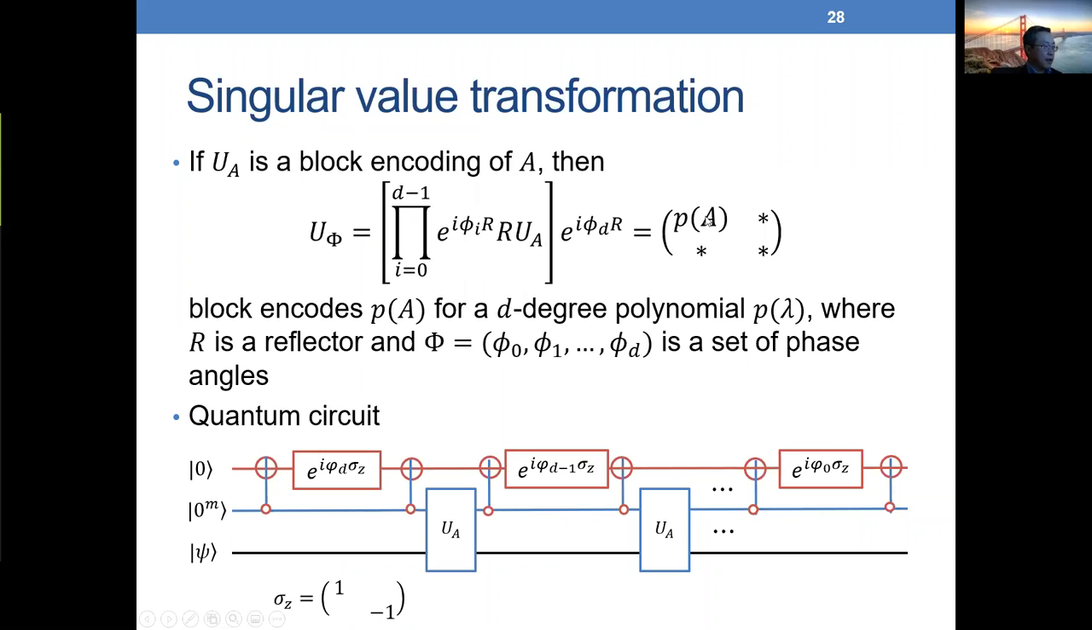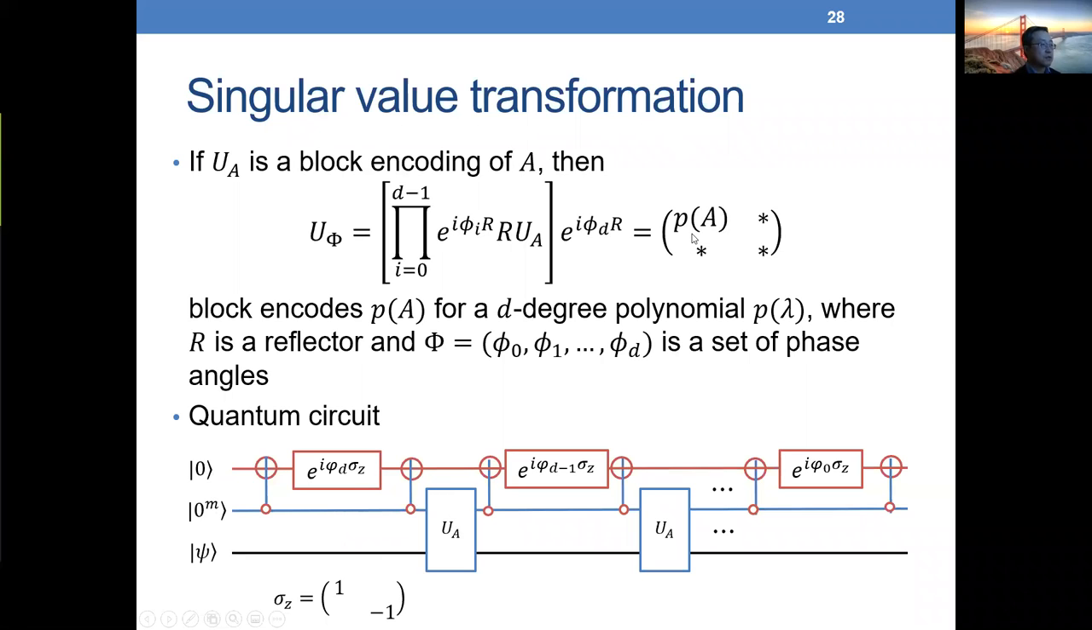a product of this form that can encode a polynomial of A. In terms of the circuit, that means that instead of encoding a linear combination of unitaries, where you have to use extra qubits to encode these coefficients, you just need an extra qubit to encode these phase angles. So if you have a block encoding of A, it turns out that you only need one extra qubit to encode a polynomial of A. This is called a singular value transformation.